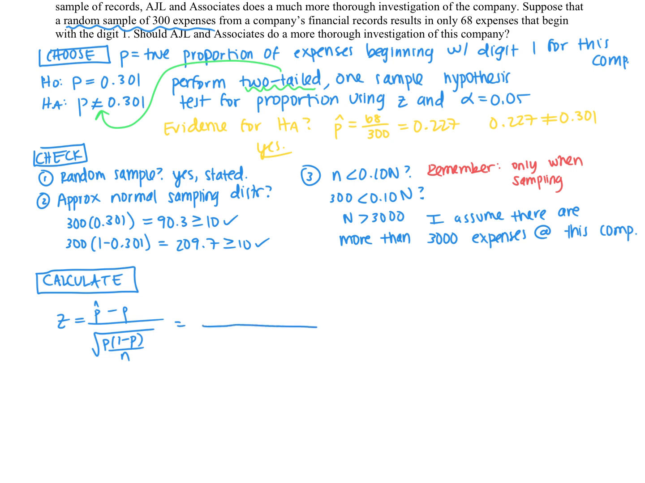Okay, so what I want you to notice is this is the first time that p hat is used. P hat is not used in the check step or in the choose step. So a lot of people use the p hat too early. This is the first time it comes into play. And that p hat is the 68 out of 300. And then the p just comes from the null. So that's the 0.301, and then the square root, 0.301, 1 subtract 0.301, all over n is 300.